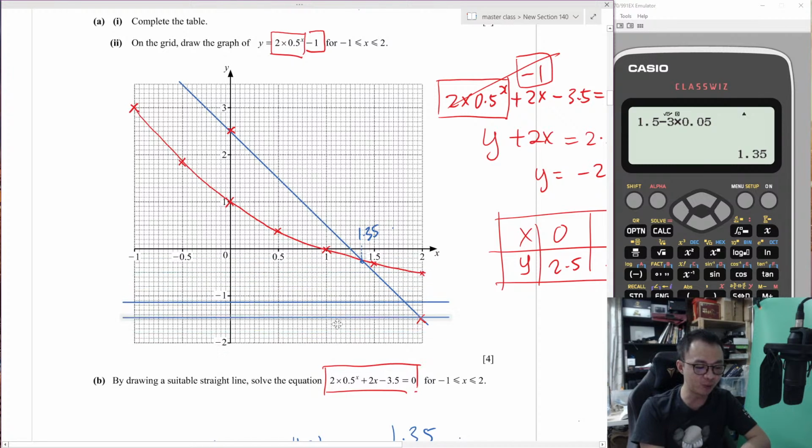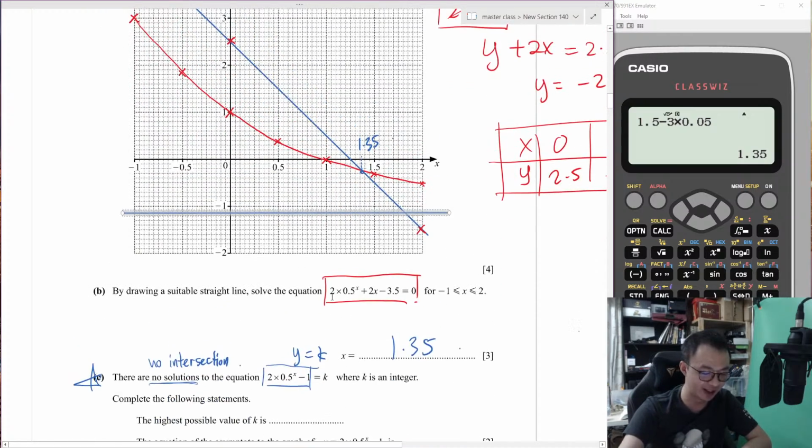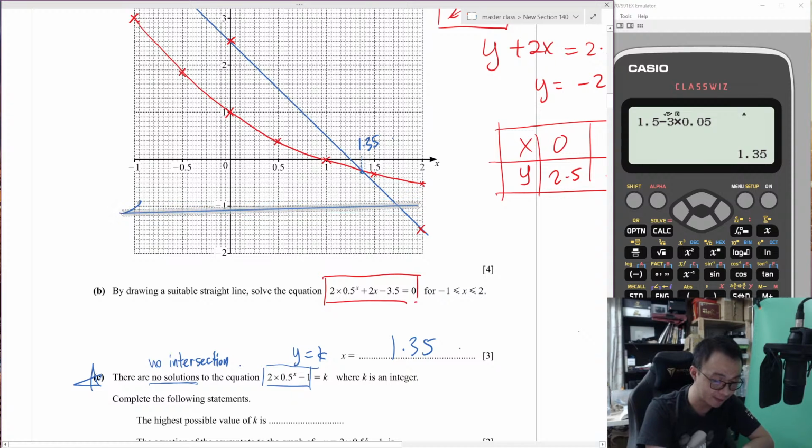But since the question wants the smallest or the highest, right? So therefore we will take -1. Because the question actually asks for the highest possible value of k, isn't it? So I will say -1. Okay, so let me just put a -1 here.